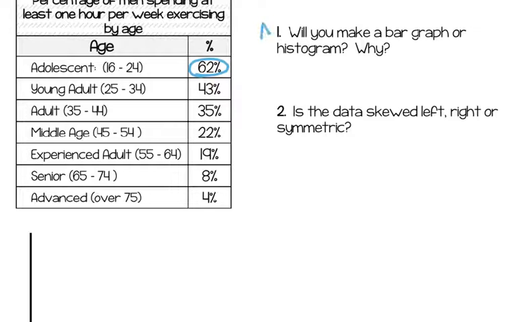So the big question here is, would we make a bar graph or a histogram? And how do you decide that? So basically we need to decide, is this qualitative data, whoops, I can't spell, qualitative, or categorical, or is it quantitative?